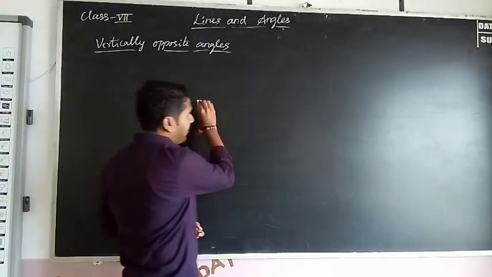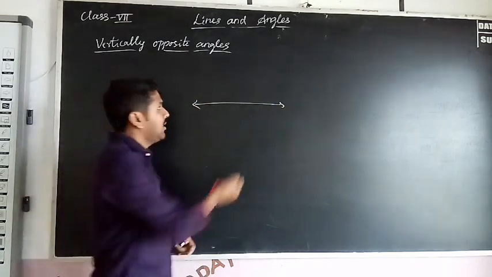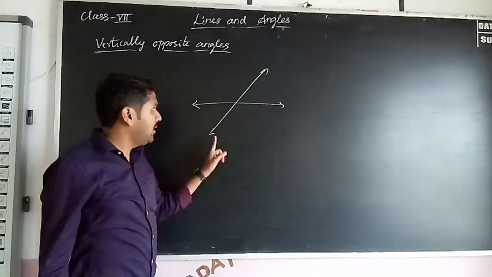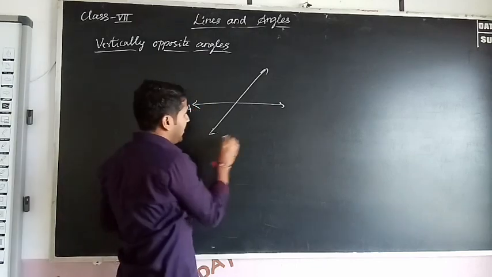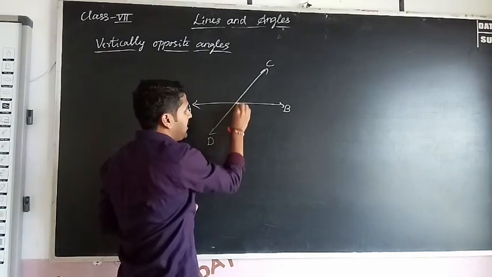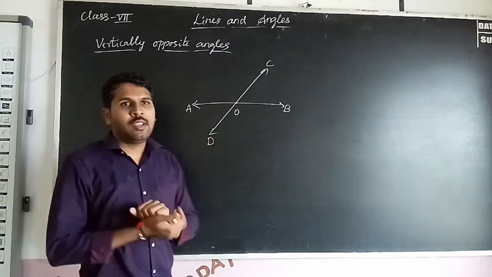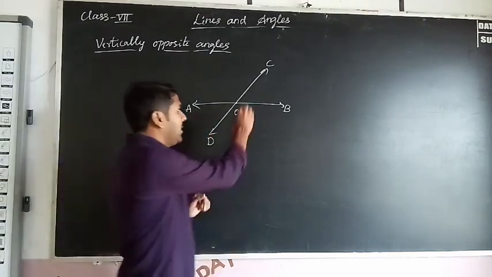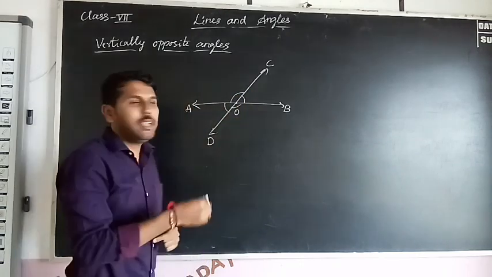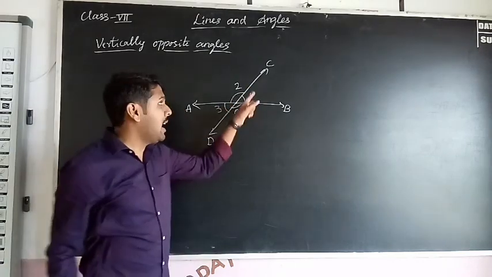So first see here, this is one line and this is another line. Give the names A, B, C, D. This one is O, so this is a point, the vertex point. At this point, we have these angles: 1, 2, 3 and 4. Give the names 1, 2, 3 and 4. So these are the angles.